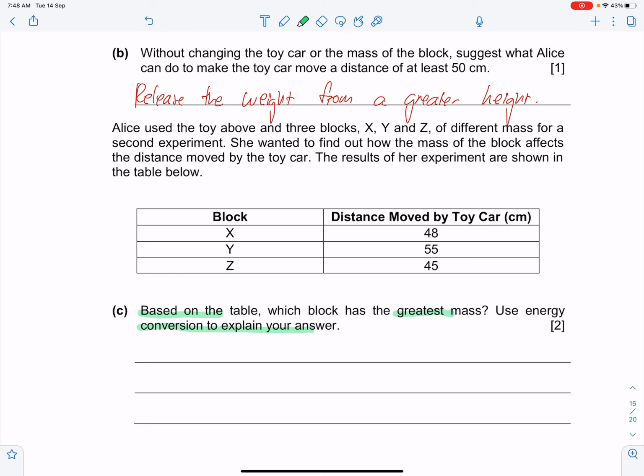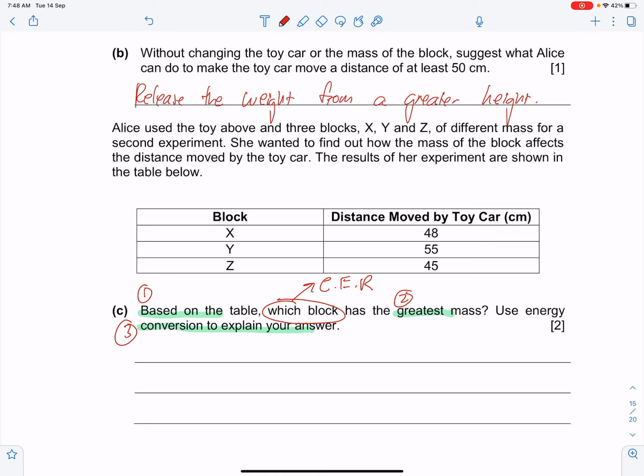So in fact, from this, a few things. I will do my annotation. I will break this up into three key areas. Now, the first thing you realize is that you need to select something, correct? They ask you which block. Because you need to select something, you can use the strategy of CER, something that we have been drilling many times. C stands for claim, E stands for evidence, R stands for reasoning.